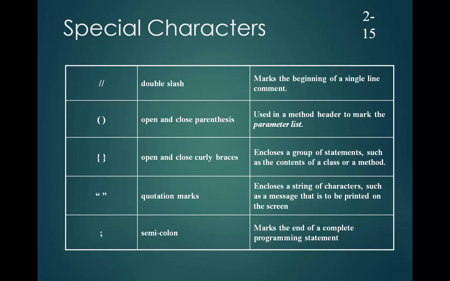We have a number of types of punctuation. Double slashes are used to demark comments. Open close parentheses are used for parameter lists, which we haven't discussed yet, but are very important and coming up soon. Curly braces are to show where a block of code starts and ends, a group of statements, and the body of a class or a method are a type of block of code. Quotation marks are used for strings.